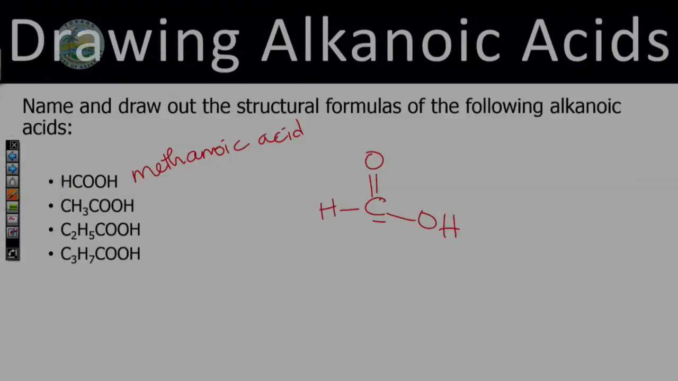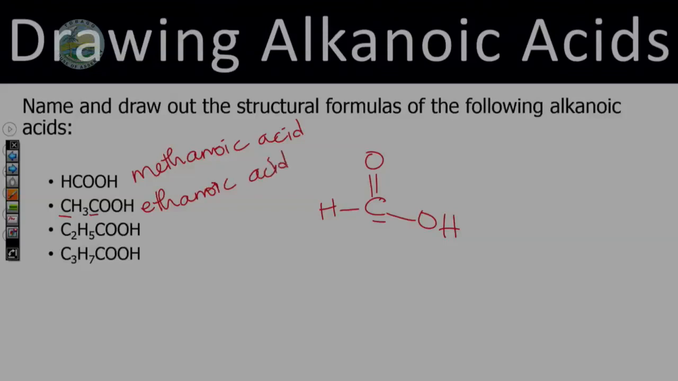Anyways, let's continue drawing. So let's look at ethanoic acid. We call it ethanoic acid because there are 2 carbons present. So we know 2 is eth, so we call it ethanoic acid.